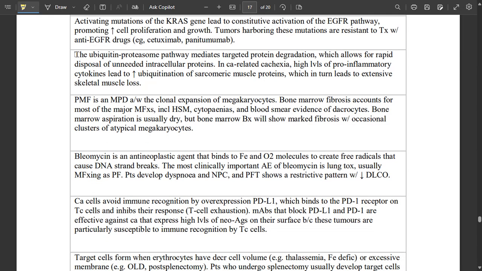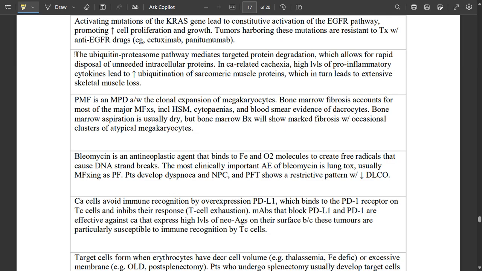Okay, the ubiquitin proteasome pathway mediates targeted protein degradation, which allows for rapid disposal of unneeded intracellular proteins. So it degrades some proteins in the cells. Some proteins are necessary, sometimes they are not. If the proteins are not necessary, then the ubiquitin proteasome pathway activates, which targets the unneeded intracellular proteins.